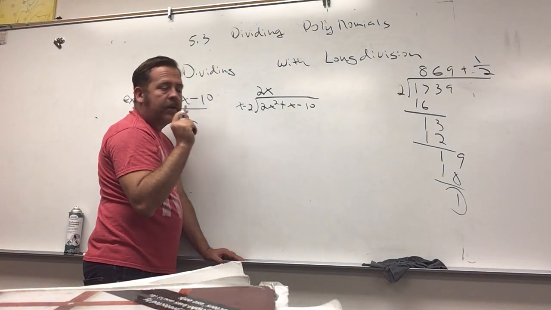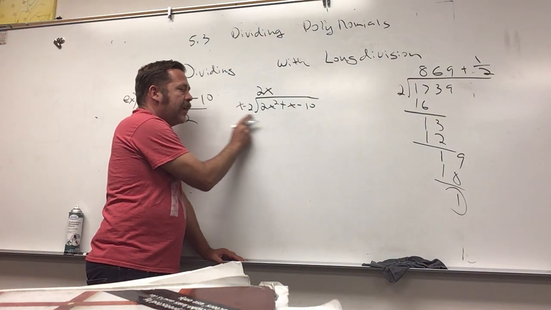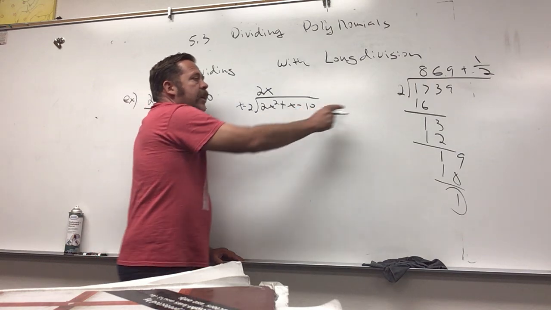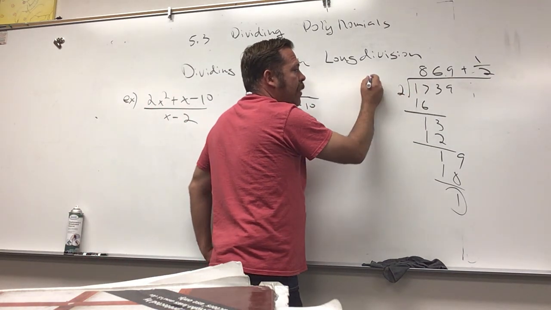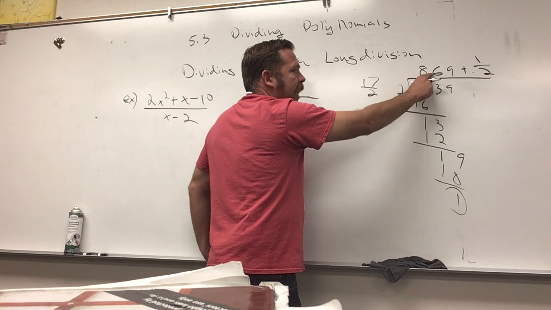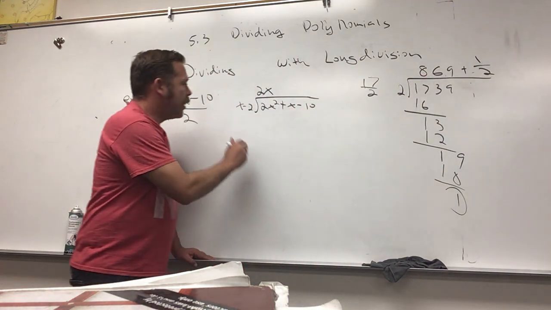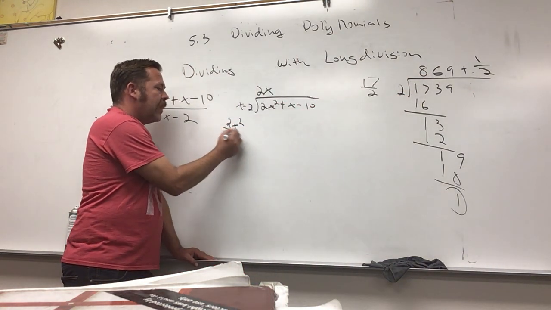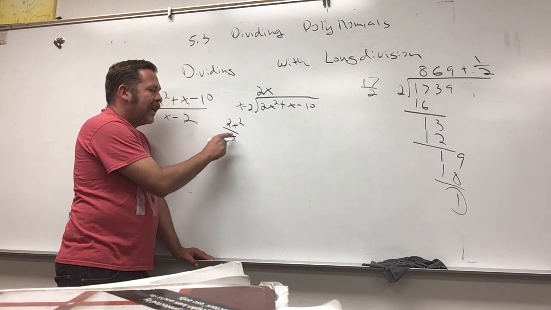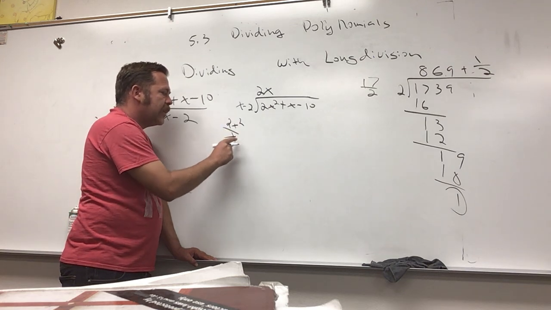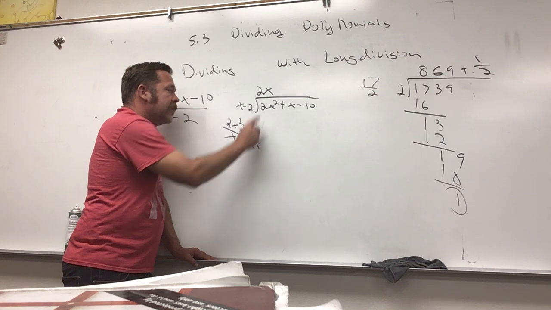Let me give you another way to look at it. How many times does x go into 2x squared? Just like here, we did 17 divided by 2 to get 8. Well, here I could do 2x squared divided by x, and then this x cancels one of these x's, and I'd be left with just 2x. That's how we get that number.